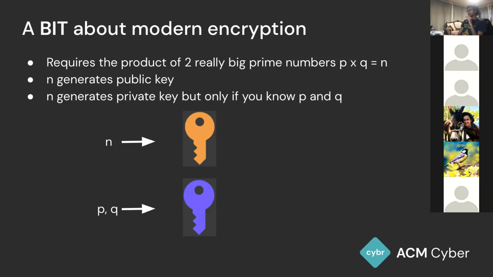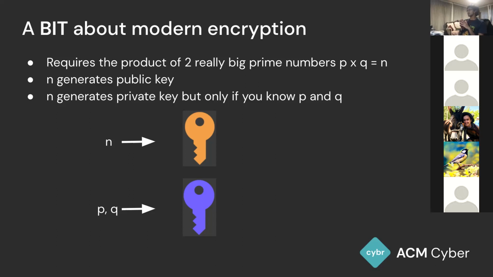Now, modern encryption requires the product of two really big prime numbers. And these prime numbers require up to 2048 bits. So prime numbers on the order of magnitude of 2 to the 2048. So really big prime numbers are required for modern encryption. You need the product of those two numbers, n, to generate a public key. And then to generate a private key, you can do that with n, but only if you know what the two prime numbers were. So this would be an asymmetric encryption scheme.